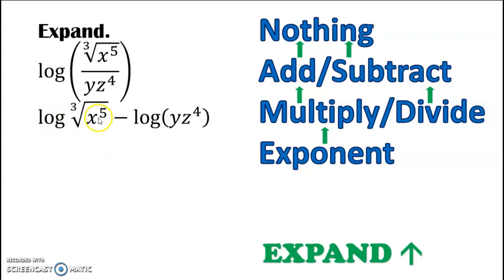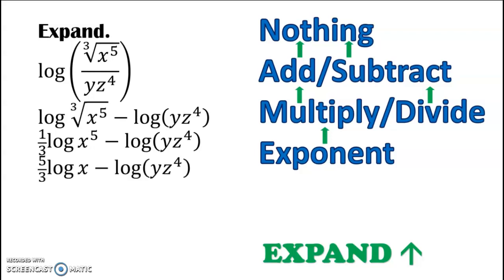We're going to handle this first logarithm here. I want to remind you that this is a cubed root, and remember a cubed root would be the same thing as the 1/3 power. So I can pull that exponent out using multiplication. And then now I have the 5th power, and again I can pull that exponent out using multiplication.